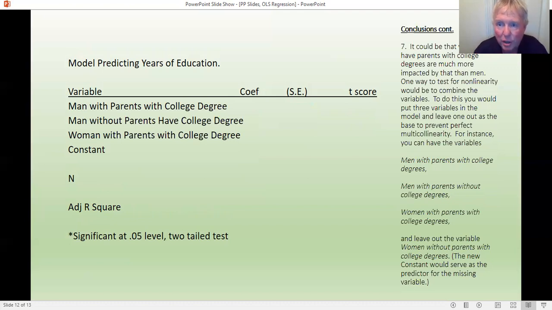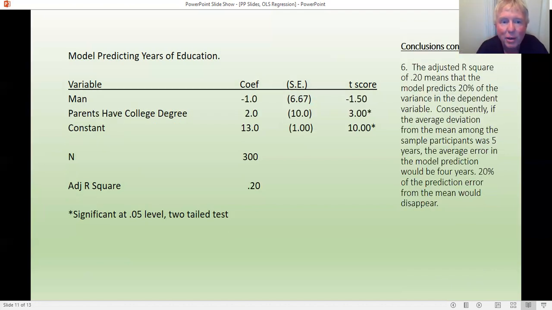Another conclusion, it could be that women who have parents with college degrees are more impacted by that than men. You see, the previous model that we had, I'm gonna go up, page up. See the previous model? This previous model assumes linearity. It assumes that your parents having a college degree will have the same value for a man as it does for a woman. It assumes linearity between the independent variables. That may not be the case, and it's often not the case.